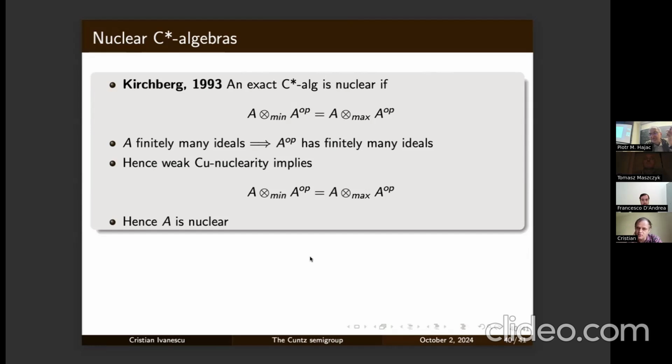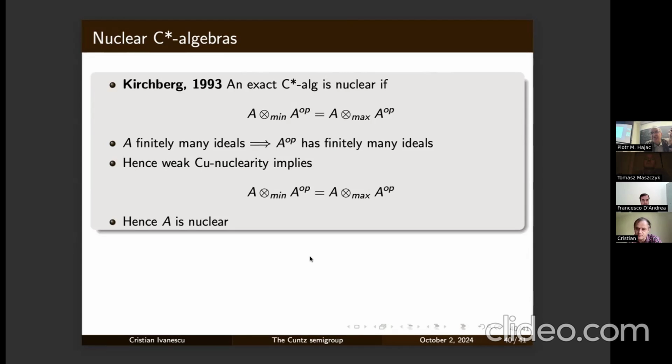Do you know if these algebras are Z-stable, like they are classifiable? I don't believe they are Z-stable. I don't know, but I would be surprised, because that makes a big difference. If it's Z-stable, then we can say quite a bit about the Cuntz semigroup. If it's not Z-stable, I think the Cuntz semigroup will probably be very complicated.